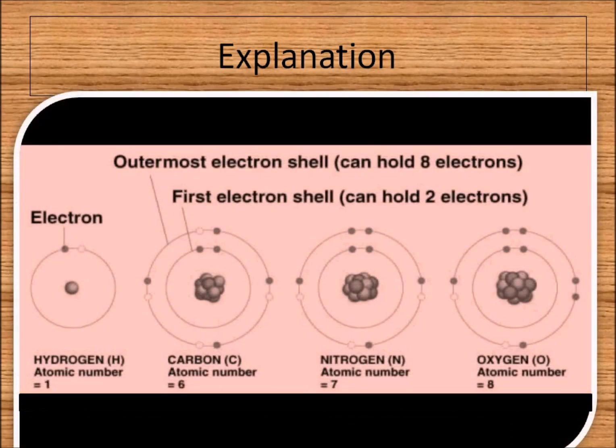Let's understand by this. Like you can see here, four elements: hydrogen, carbon, nitrogen, and oxygen. Hydrogen has one valence electron, carbon four valence electrons, nitrogen five valence electrons, and oxygen six valence electrons. What does this mean? That these four elements have different chemical properties altogether, right?